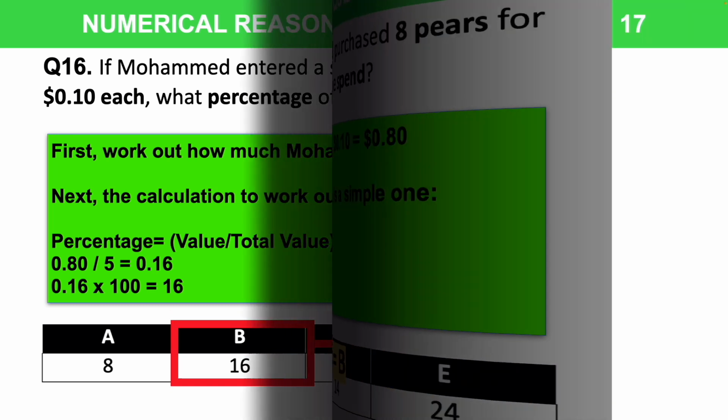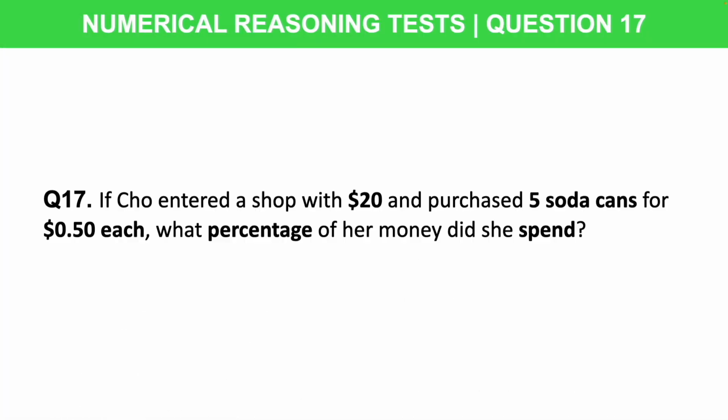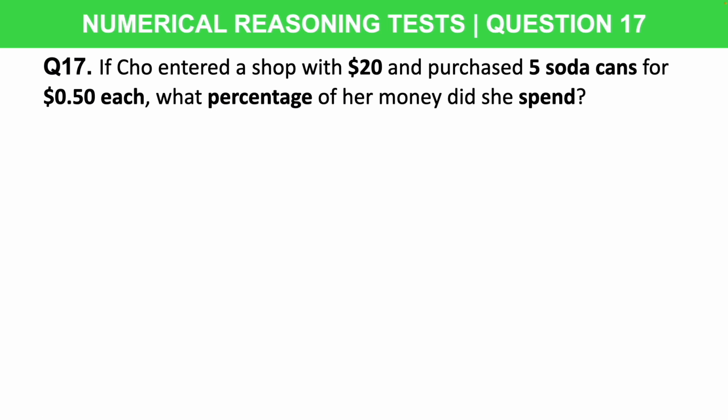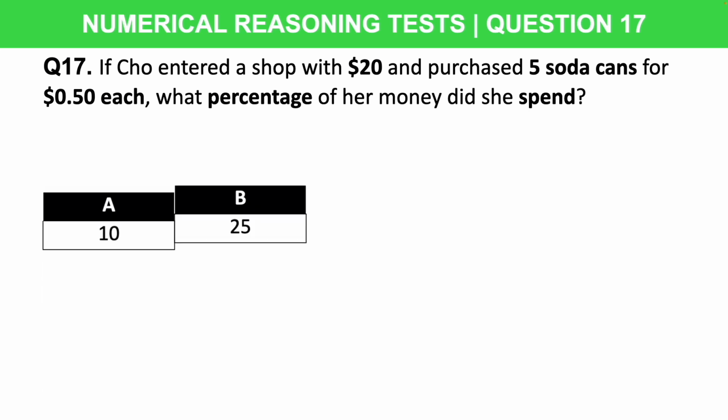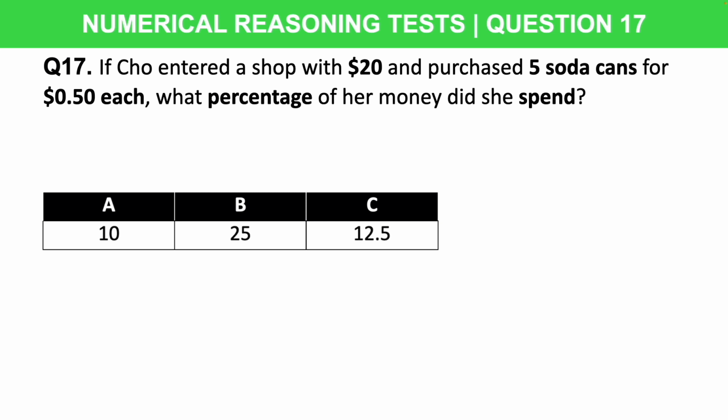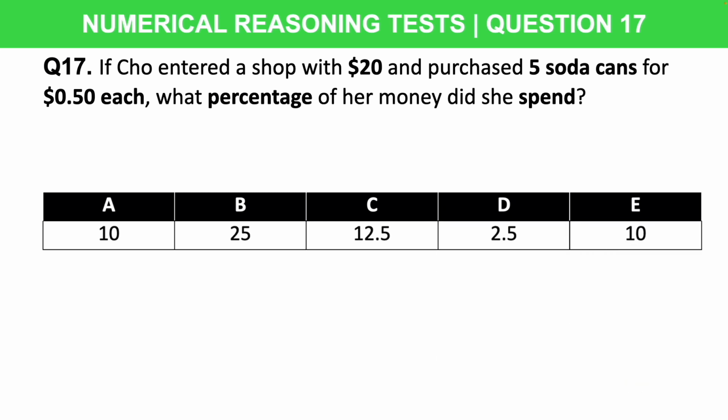So now it's your turn to try a question like that yourself. So question 17 is, if Cho entered a shop with $20 and purchased 5 soda cans for 50 cents each, what percentage of her money did she spend? Is it A, 10, B, 25, C, 12.5%, D, 2.5, or E, 10%? Your 30-second timer to answer this question starts now.